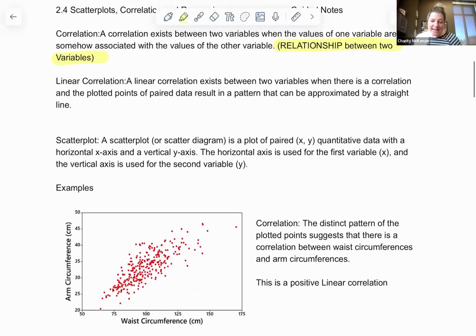So we use the word linear correlation if those dots form a line. There's lots of other correlations. We really do focus on a linear. Do they form a line? Yes or no? Maybe highlight the line part there, whatever you want to use.